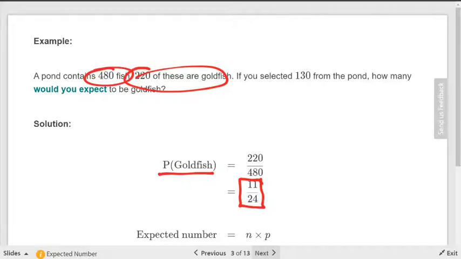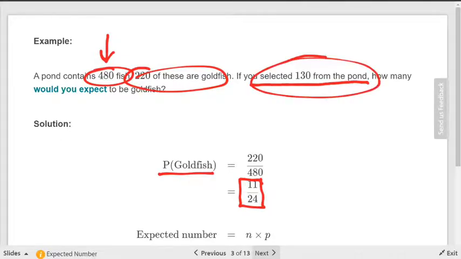And then we have to find the expected number. Now be careful here. We want to know if we selected 130 fish from the pond. So that's how many we've selected, right? Not the 480 fish that were originally there. So we had to get the original probability by the total number of fish, but now we're talking about selecting 130 of them. What is our expectation out of that 130? So be sure to read carefully. Again, that's the killer in probability. So what number? 130 times what is our probability?